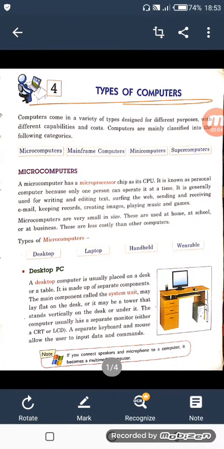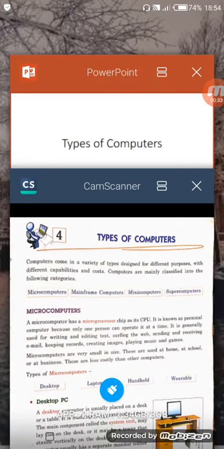I hope you have completed your previous work and you have revised chapter 4, types of computers. Yesterday we just completed the first type of computer, that is microcomputers. So let's get a quick revision about the previous topic. Okay, so I have prepared a presentation for you. Let's see that.